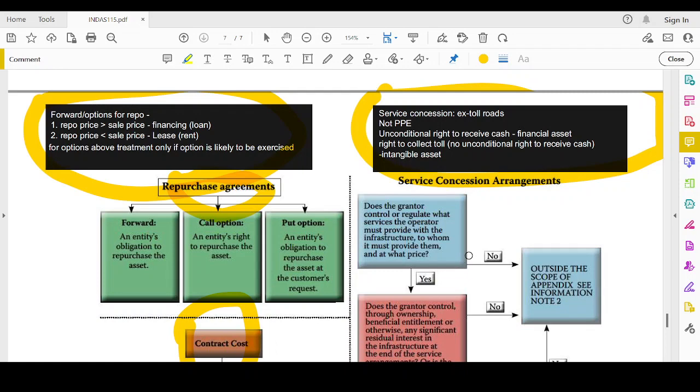Then, if the entity has an obligation to repurchase the asset at the customer's request, that is a put option. It is a right for the customer. So if the customer requests a repurchase, you have to repurchase.